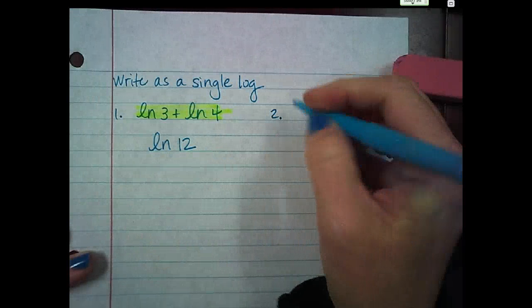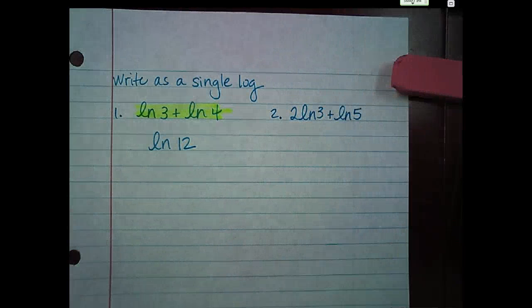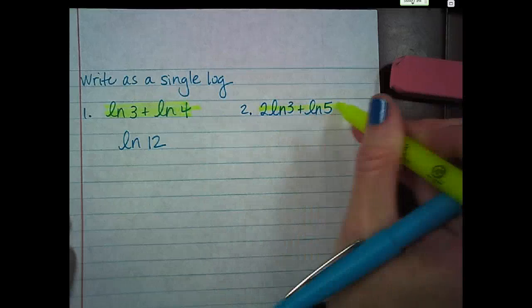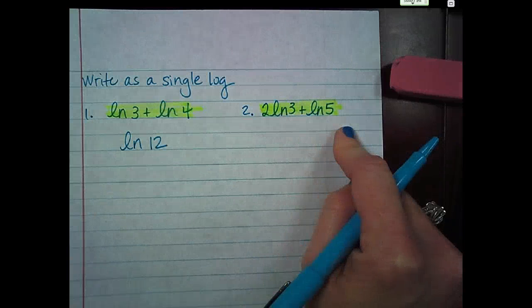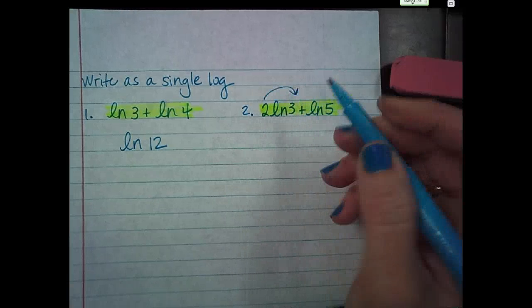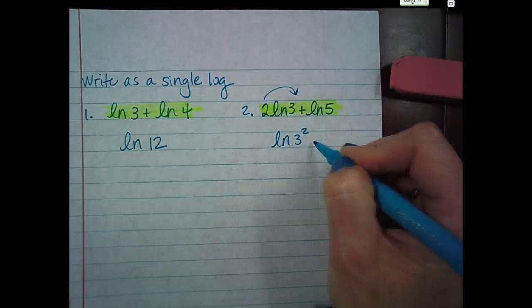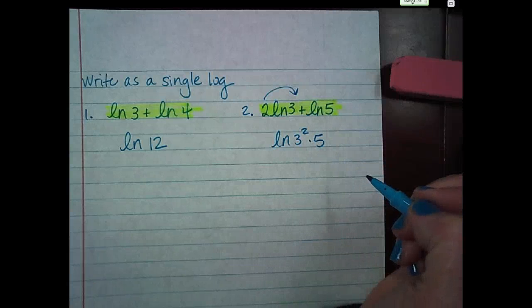Number 2. 2 times the natural log of 3 plus the natural log of 5. Your calculator will find a natural log, but for now it's asking just to write as a single log, not answer the problem. So the 2 becomes the exponent. I've got the natural log of 3 squared times 5, because plus means times. So 9 times 5 is 45. So the natural log of 45.